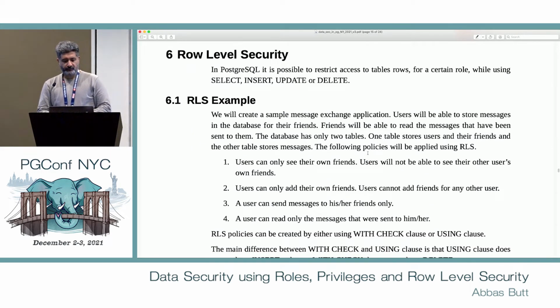In Postgres, it is possible to restrict access to table rows for a certain role while using select, insert, update, or delete. In order to understand what row-level security can do for us, we are going to create a sample message exchange application. Users will be able to store messages in the database for their friends, and the friends will be able to read the messages that have been sent to them. The database will have two tables. One is to store the users and their friends, and the other would store the messages.